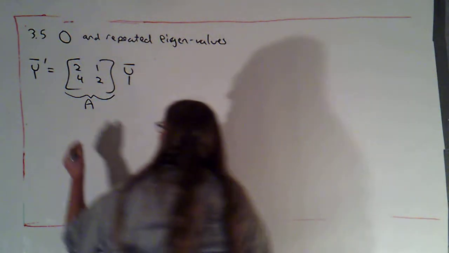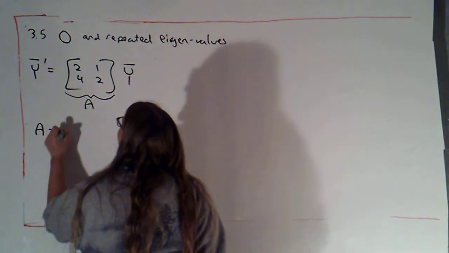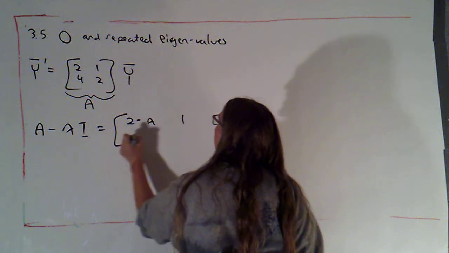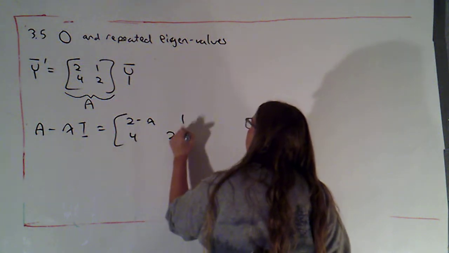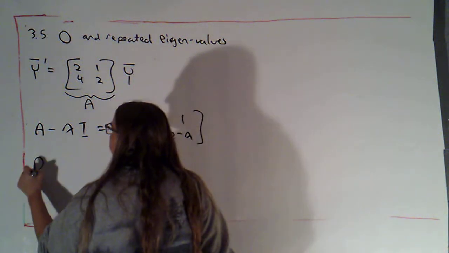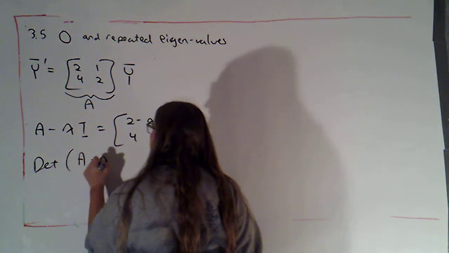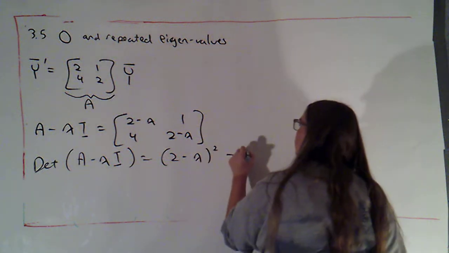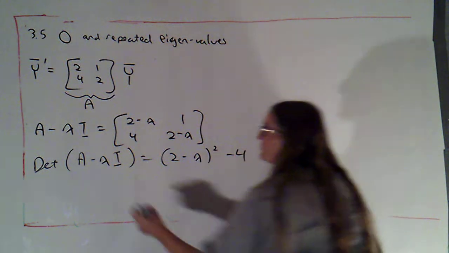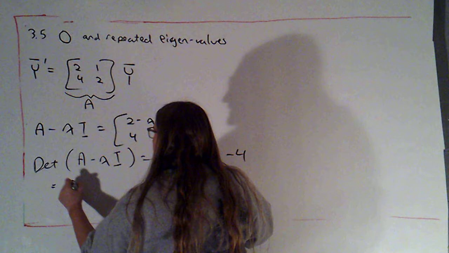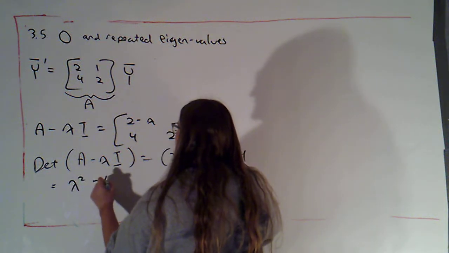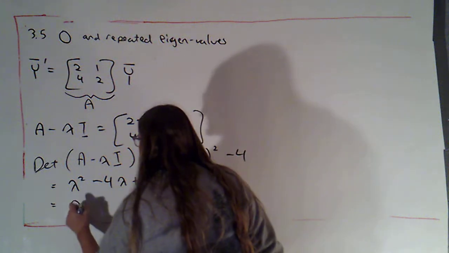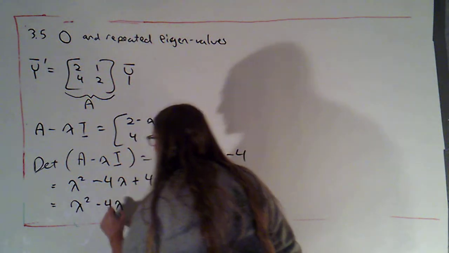Okay, welcome back. So A minus lambda I would be the matrix 2 minus lambda, 1, 4, 2 minus lambda. So the determinant of A minus lambda I is (2 minus lambda) squared minus 4, which is lambda squared minus 4 lambda plus 4 minus 4, which is lambda squared minus 4 lambda.